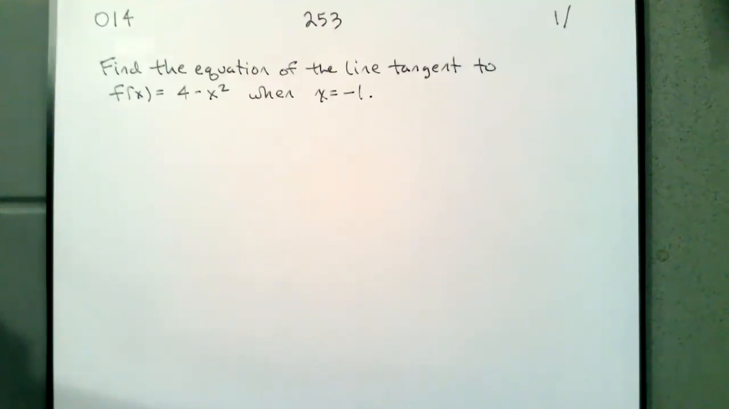Today we're going to start off with an old problem and then see what this old problem can tell us about new stuff that we need to do. Let's find the equation of a line tangent to 4 minus x squared when x equals -1.